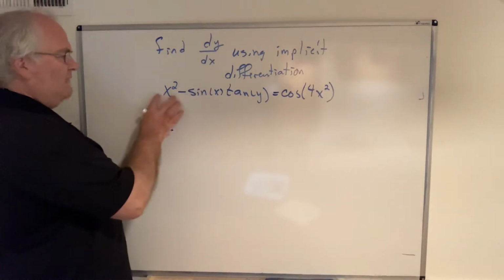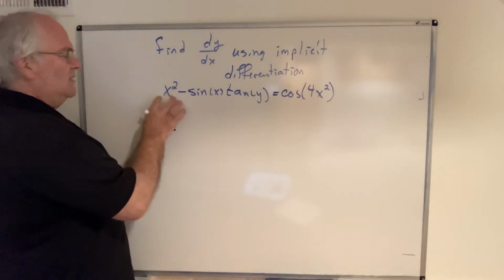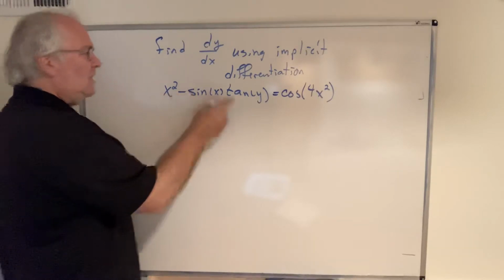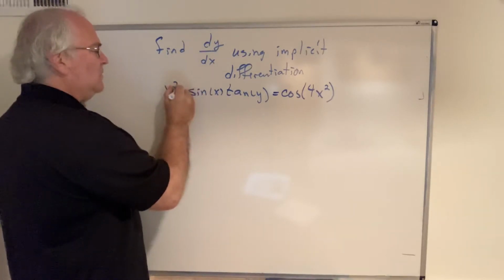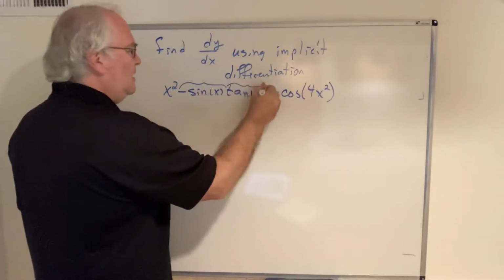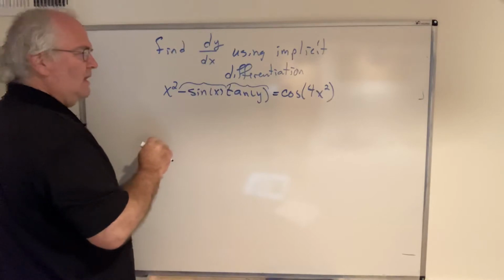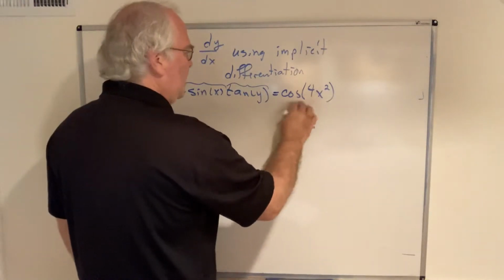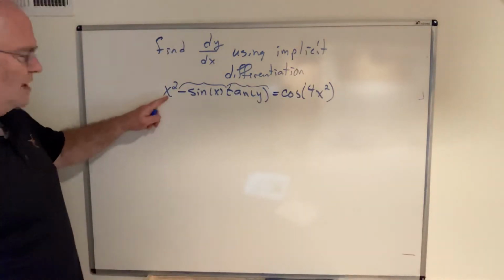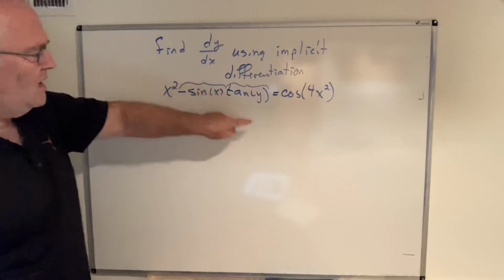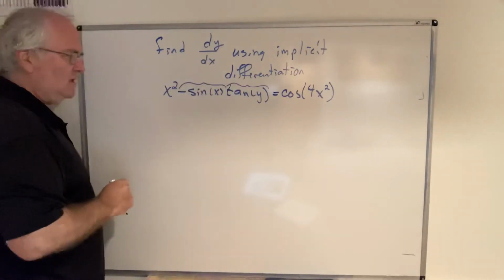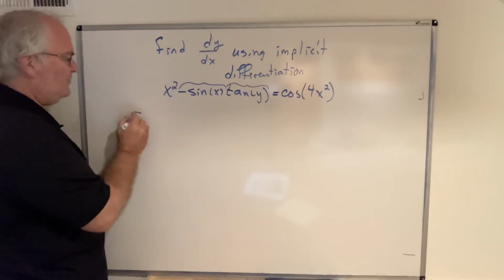So what do we have here? We have two terms on the left. This term is going to require the power rule. There is no y in this term. This term does have y. This is going to require the product rule. I'm going to put the negative with the sine and not with the tangent. And then the right-hand side is going to require the chain rule because this is cosine of a function. And so we have power rule, product rule, and chain rule in this problem. And then we're going to need to solve for dy dx.